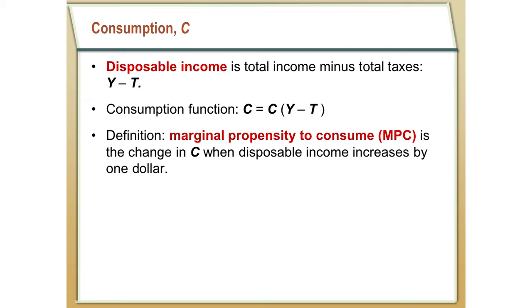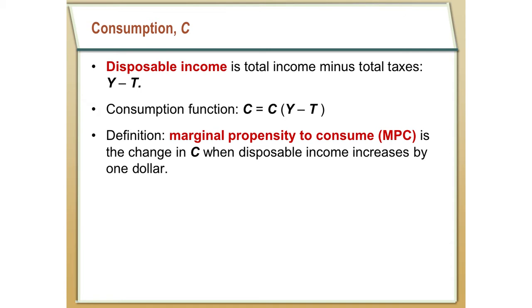The consumption function is a mathematical relationship that shows us how consumption depends on disposable income. In this case, we're saying that Y minus T is the only factor driving consumption, and that's probably not the most realistic, but for this model, it works.